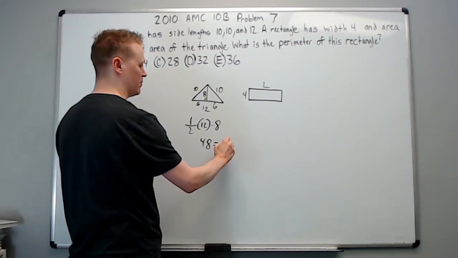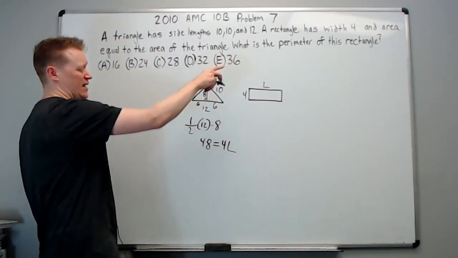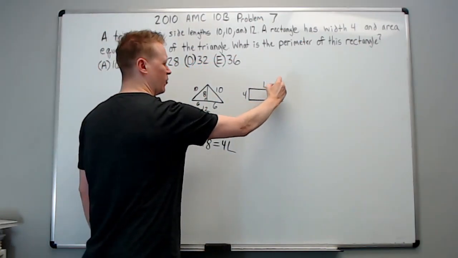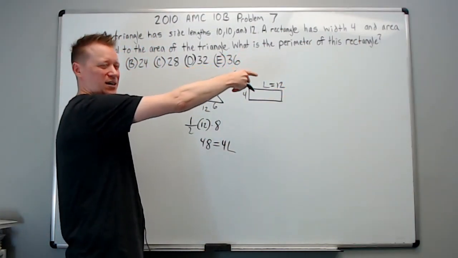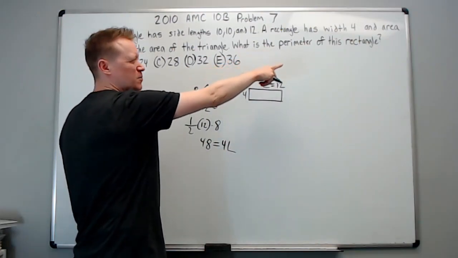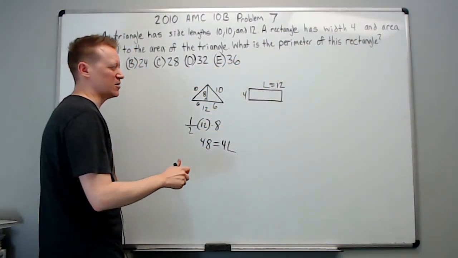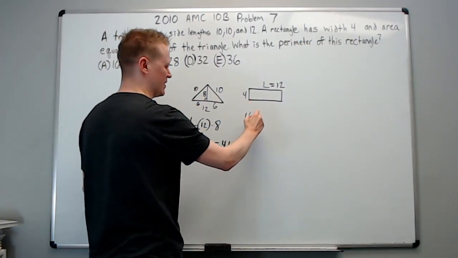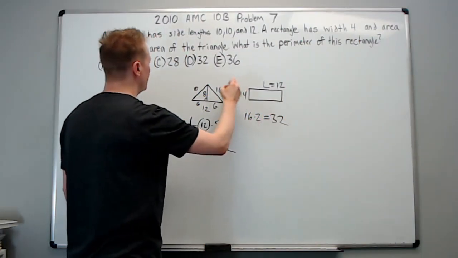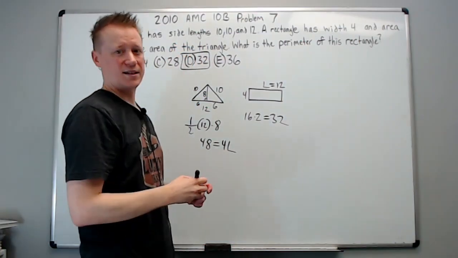4 times L must be equal to that because the areas are equal. Therefore, L is 12. What does it ask for now? Always check that after you find something significant. What is the perimeter of this rectangle? Well, perimeter is just this plus this doubled. So 16 times 2 is going to be 32. On to the next one.